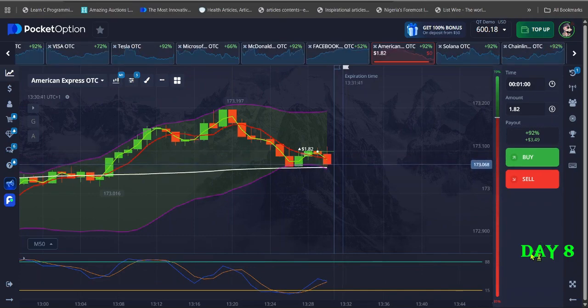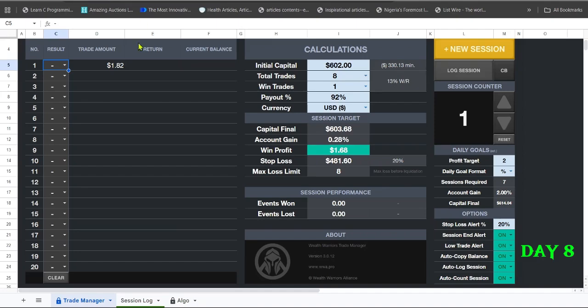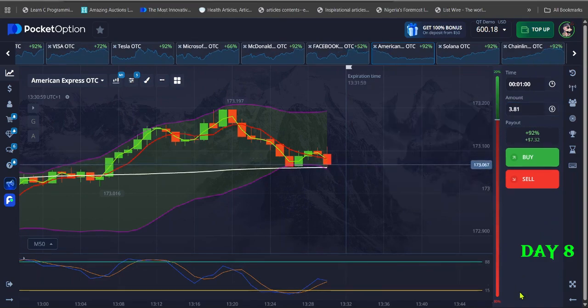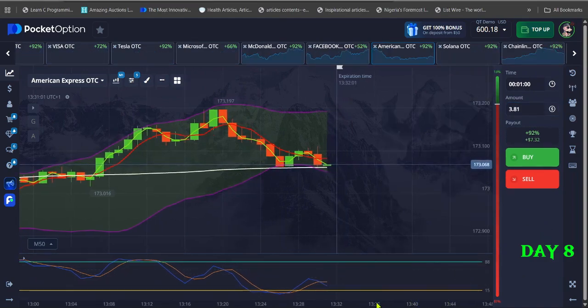And here we are encountering our first loss. Okay. So we love that trade. We are going over here and we'll mark it as a loss. And we now have our new trade amount, which is 3.81. So I'm going to change this to 3.81. And I will look for a good trade opportunity and then I will come back.